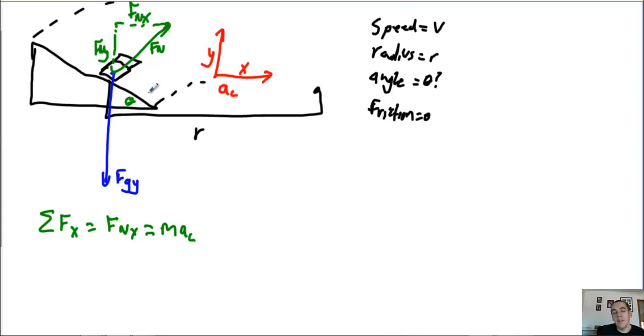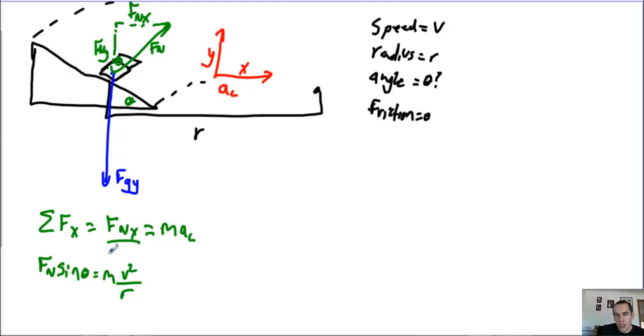Alright, we're supposed to derive a formula for theta, so let's see. From this I can say F_nx is really F_n, but it's opposite this angle. Now this angle and this angle are the same because they're similar triangles, so I have F_nx is really F_n times the sine of theta is equal to m times v squared over r, because v squared over r is centripetal acceleration. Well, now I'm stuck because I have an unknown in this equation, m, and another unknown in this equation, F_n, two unknowns and the unknown theta.